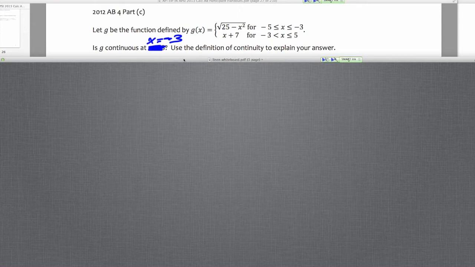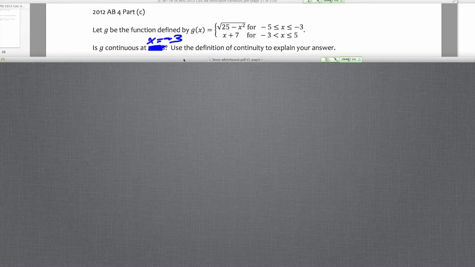All right, it says use the definition. It wants us to know, is it continuous at negative 3? Use the definition to explain our answer. So that means we want to use that 3-step process to determine whether or not this is continuous at negative 3. And again, this is just one part of a free response question. What do I want to do to get started, if I'm going to prove that this is continuous or not?